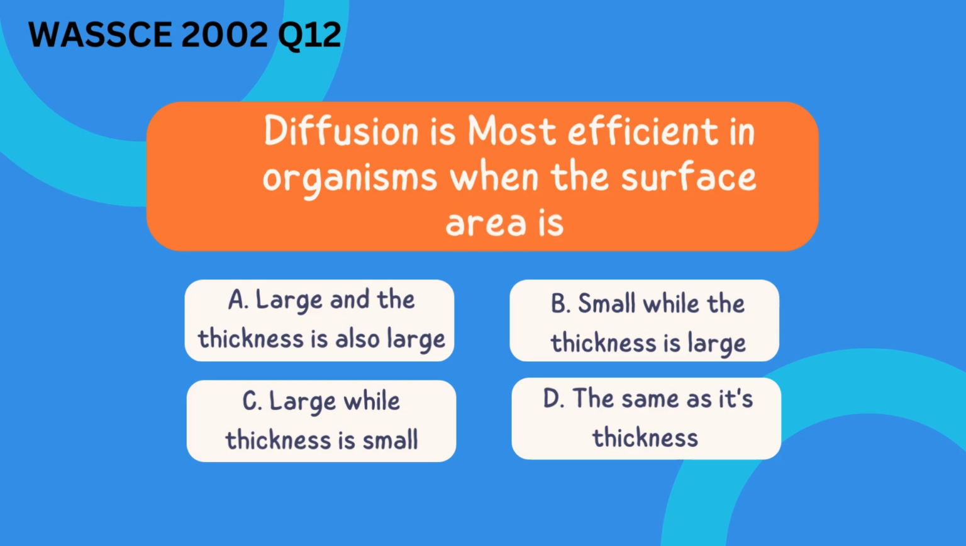Question 12. Diffusion is most effective in living organisms when the surface area is A, large and the thickness is also large. B, small while the thickness is large. C, large while the thickness is small. D, the same as its thickness. Look at the pairing of these terms and pick your answer.